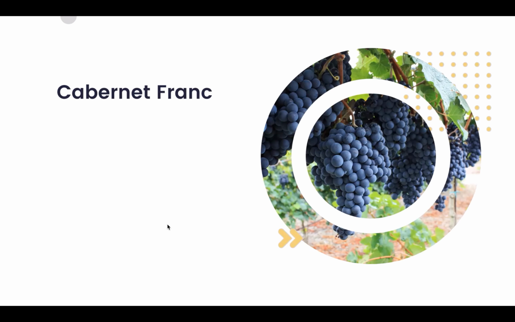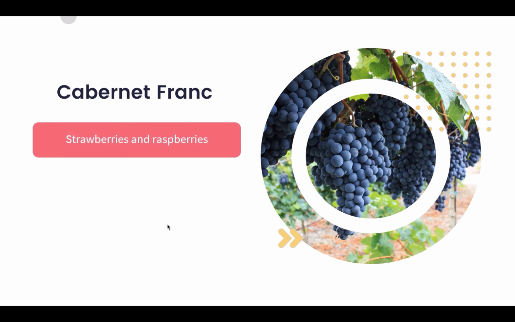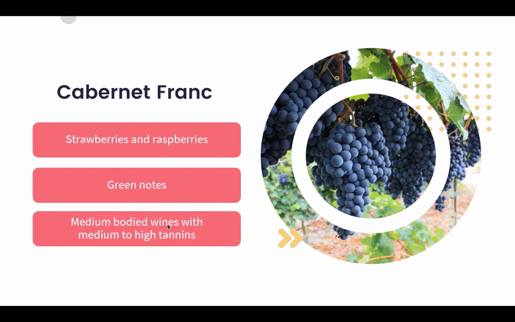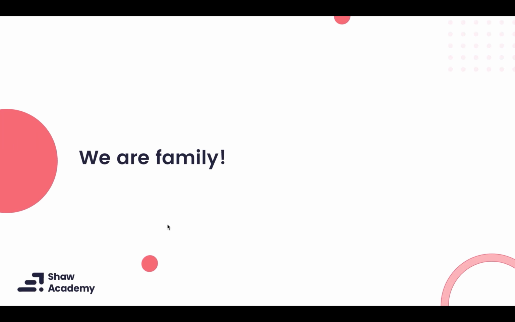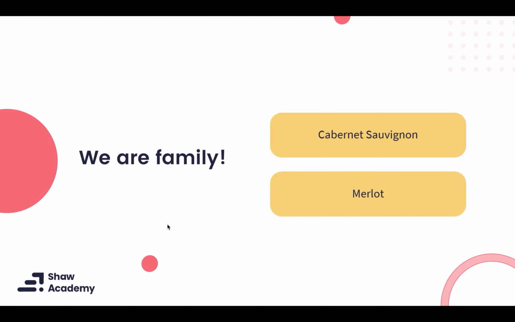Cabernet Franc displays primary flavors of red fruits like strawberries and raspberries and can have notes of green pepper, bell pepper, and even chili pepper. Wines made from Cabernet Franc are medium-bodied with medium to high tannins. What makes this grape wonderful is its ability to adapt to several climates, and therefore various styles of wine can be made from it. A fun fact about Cabernet Franc is that it is not only the parent of Cabernet Sauvignon, but also of Merlot.